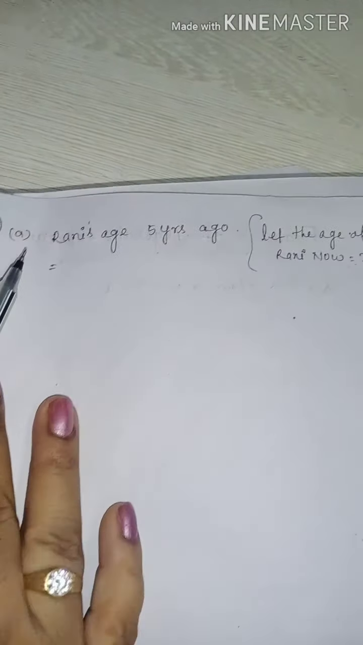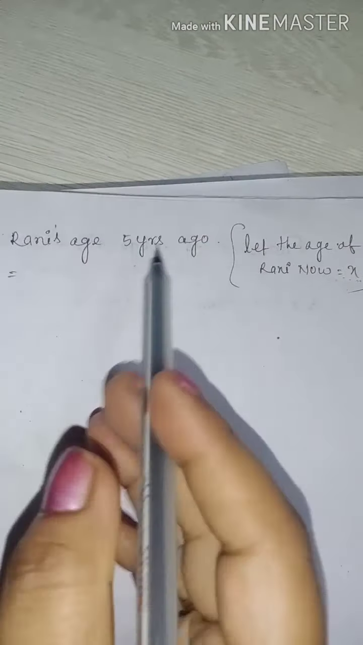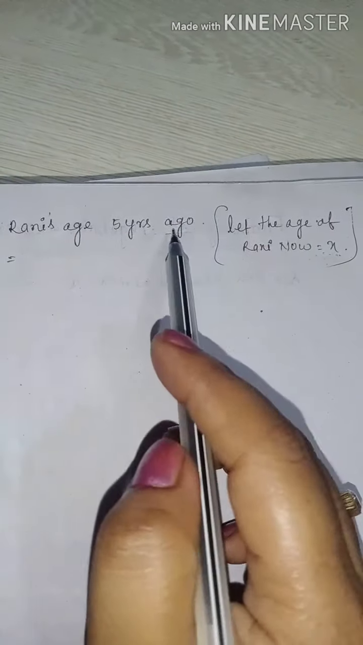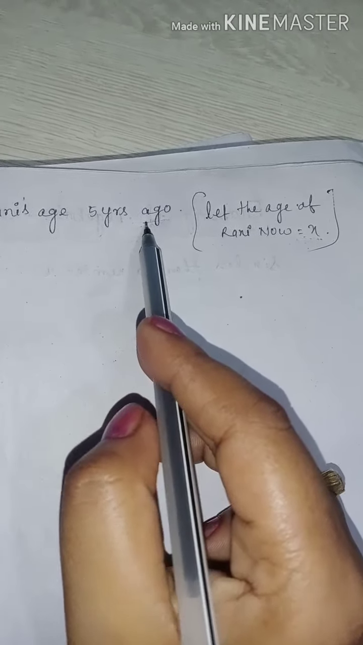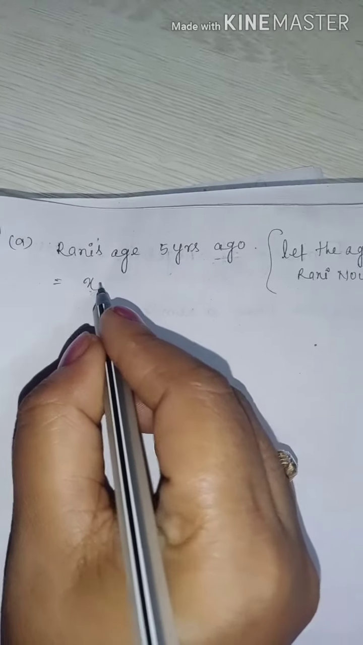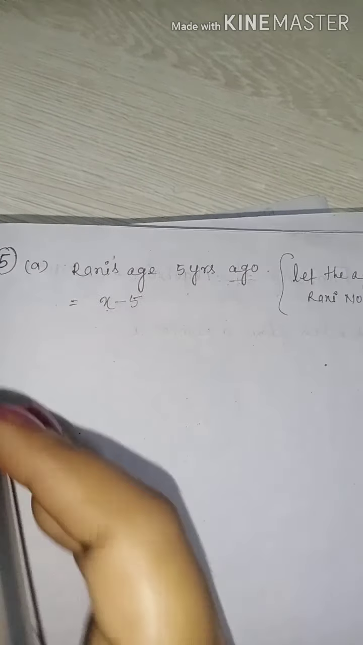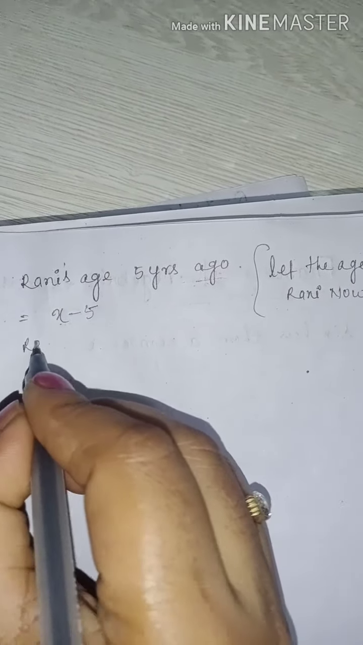Now we come to solve each expression. Rani's age 5 years ago. Ago means it is minus. Ago means we have to go backward. If it is backward, then we can write it as minus. So the answer is: from now, Rani's age minus 5 years ago is x minus 5. Like that.